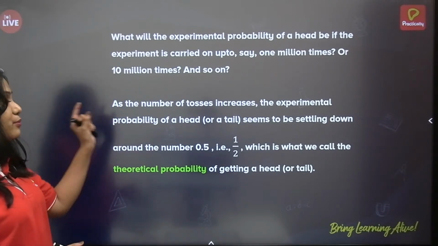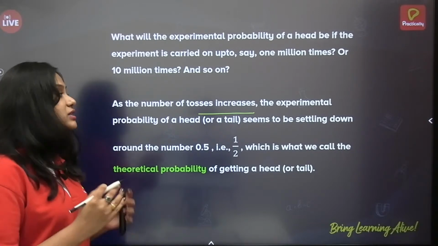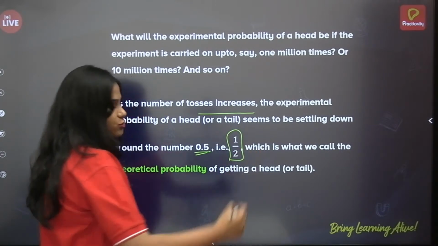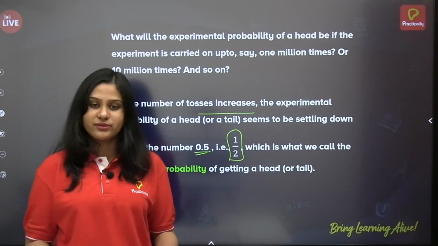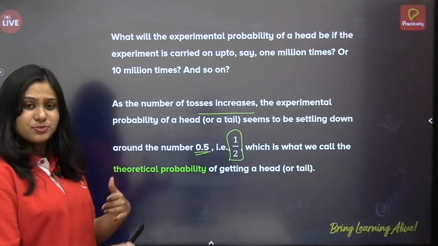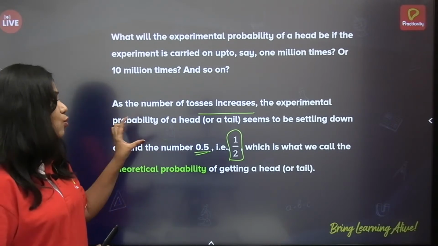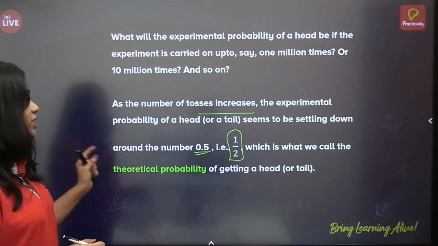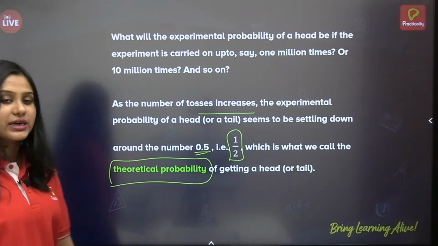So as the number of tosses increases, the experimental probability of head or tail seems to be settling down around the number 0.5, that is 1 by 2, correct? If you start with 1 million times, you can't even count, correct? That's absurd. So when you keep on doing the experiment, increasing the number of times, somewhere around you will be getting 1 by 2 as the probability of head or a tail, correct? This we call the theoretical probability of getting a head or tail.